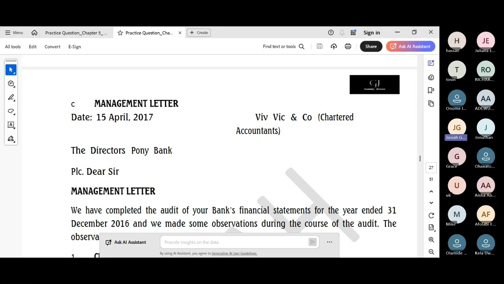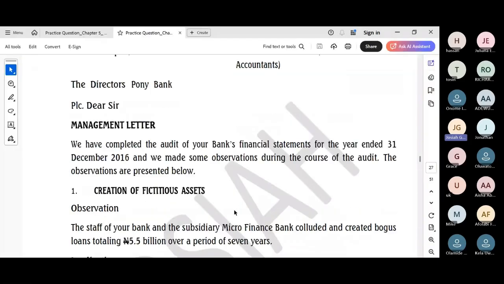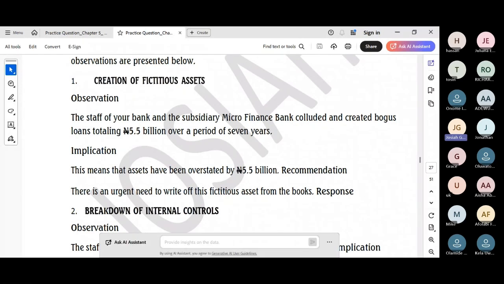So for each point, state the observation, the implication. And the implication is the risk it poses to the financial statement of the company, and a clear recommendation for management to address it. So a good strategy is to use the two key issues from the case study: the creation of fictitious loans and the breakdown of internal controls, something like that. So if you use this prototype, the solution is a strong example of the required format and content.